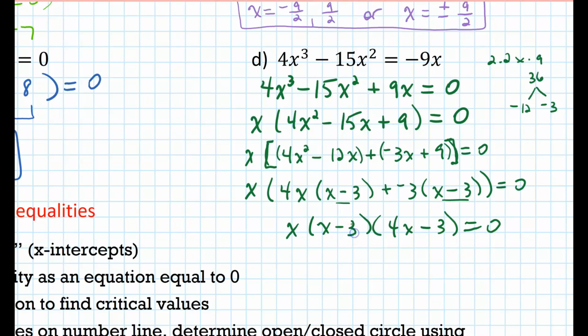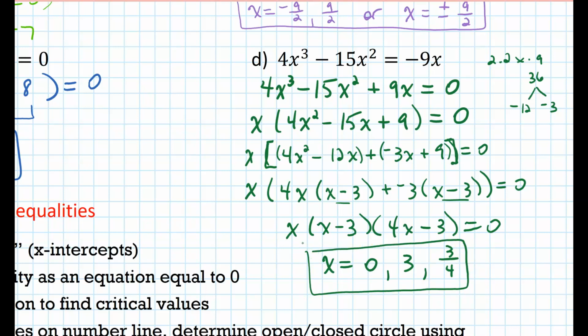All right, what are my zeros? 0, 3, and 3/4. Okay. Should we have known at the beginning we would get 3 zeros? Yes, because it's an x cubed. Yes, Lola.